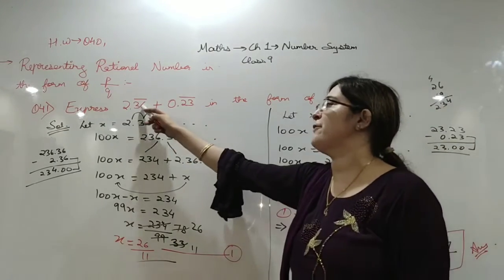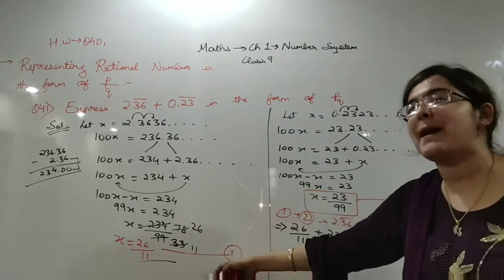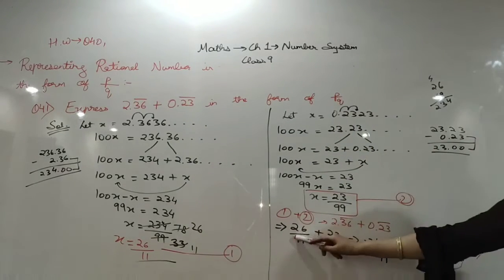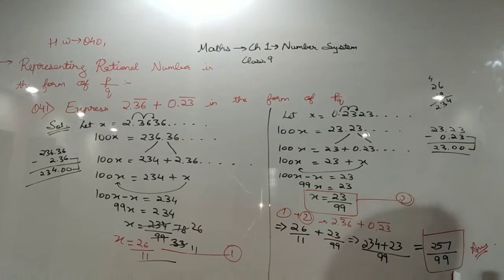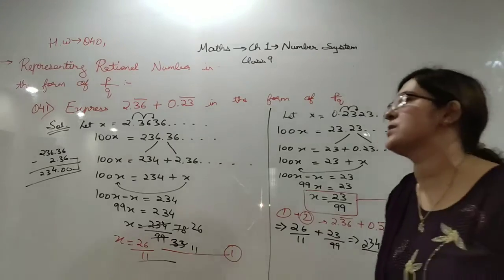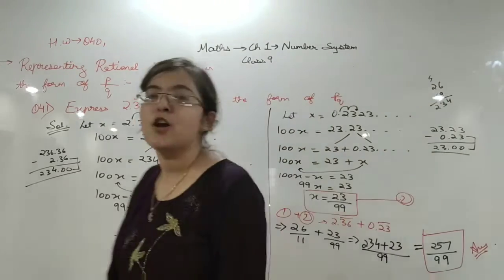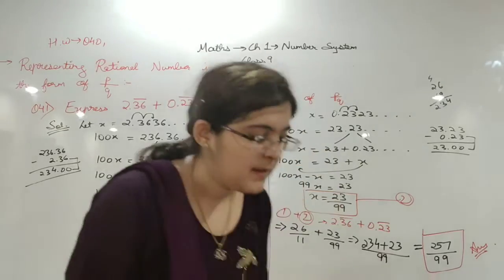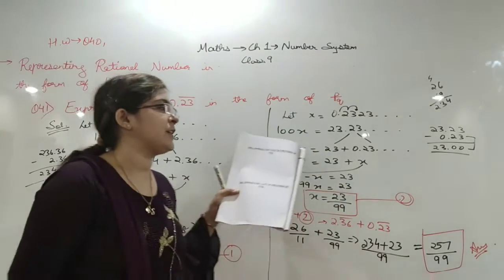What we have done was, first we have converted this into P by Q, then this number into P by Q, and finally we have added both of them. The answer is in the form of P by Q. This is a very important question. Pause the video and note it down in your question bank here. The space is given. Question 41.